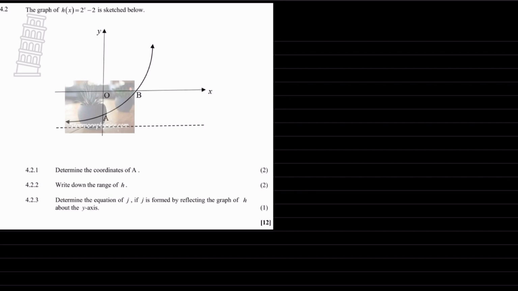Let's take a look at the next one, 4.2. The graph of h of x is equal to 2 to the power of x minus 2, and it's sketched below. Determine the coordinates of A. Now, A is a y-intercept. So 4.2.1, to solve for a y-intercept, we make x 0.